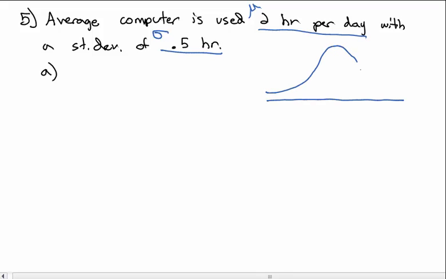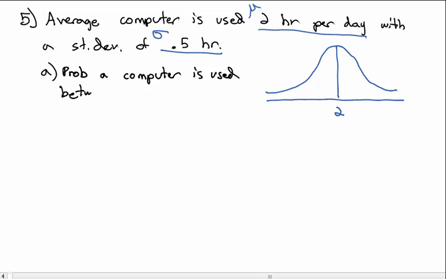So if we were to graph this just to begin with, mu is going to be 2, and the standard deviation is going to be 0.5. And the 0.5 determines how tall that curve is going to be. It's going to be very, very tall with a small standard deviation, short with a bigger standard deviation. We're going to find the probability a computer is used between 1.8 and 2.75 hours.